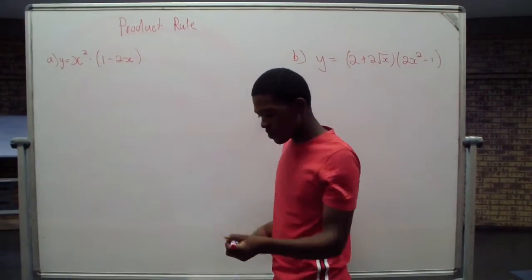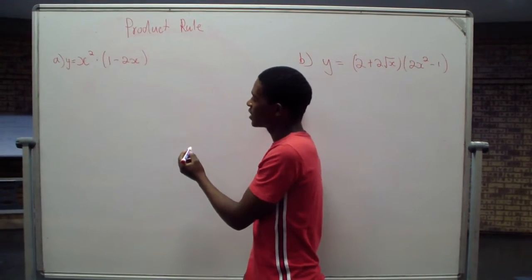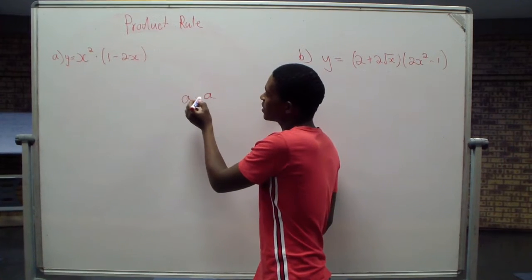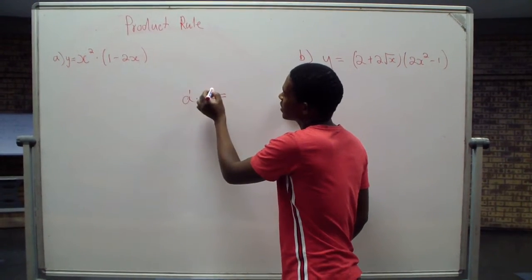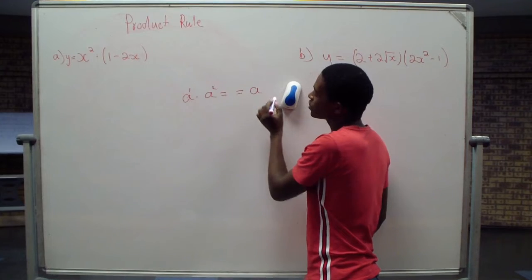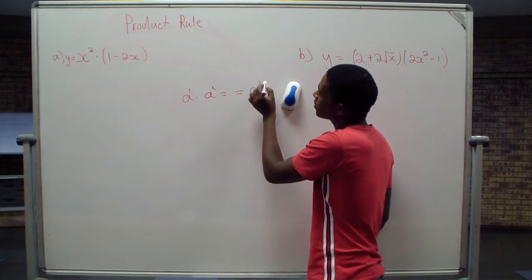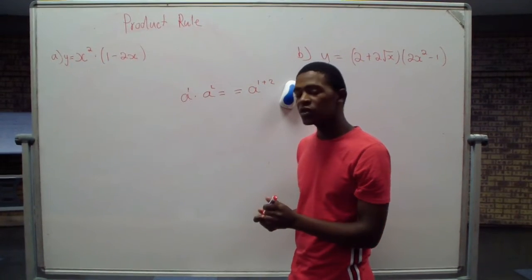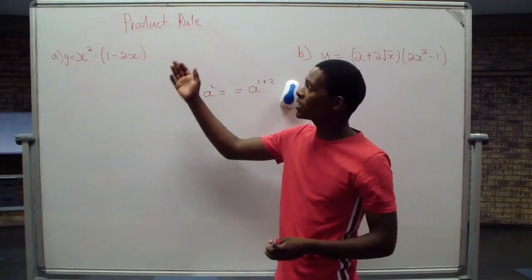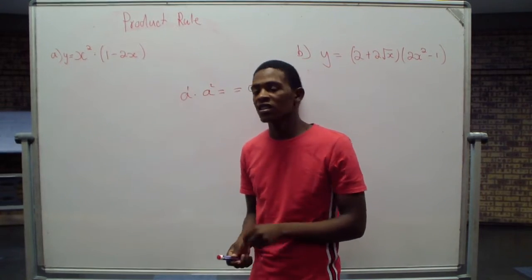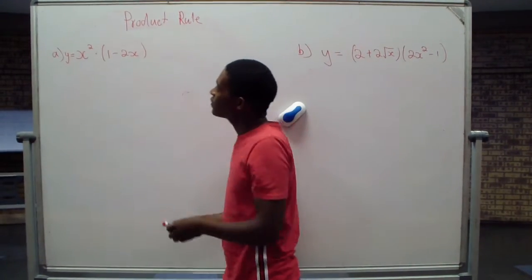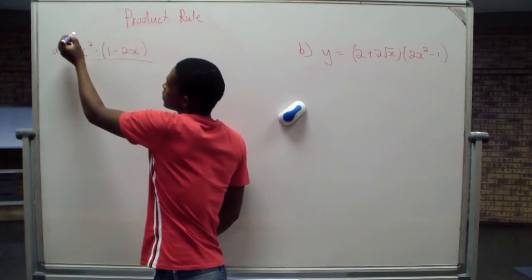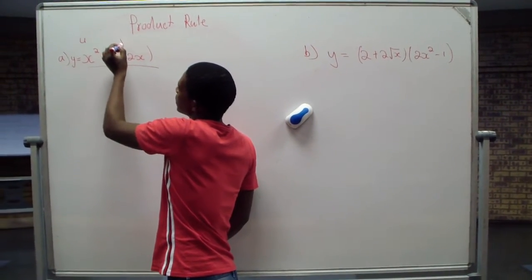Going back to the law of exponents, if you are multiplying the same bases, you add the exponents. So you will have 2, you will have a 1 plus 2. You will have something like this. When you speak of product, we'll be dealing with multiplication. So if you are having, for example, two functions like this, this is a function, let's say it's u, and this one is v.